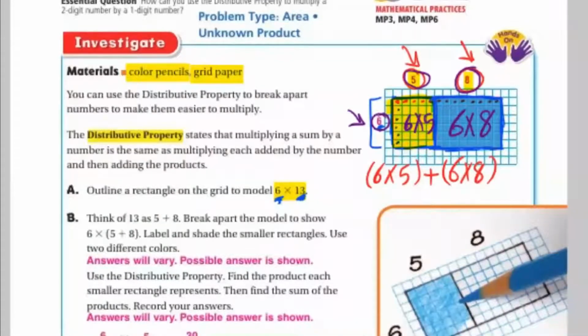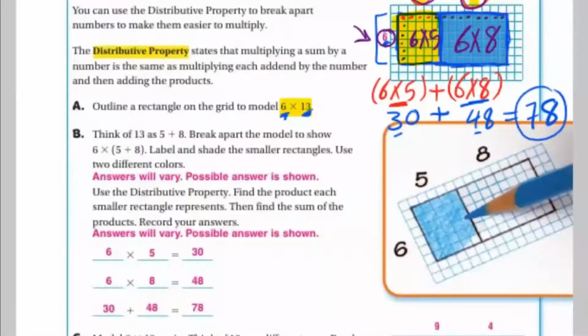Okay guys, 6 multiplied by 5 equals what? Equals 30, right? And with the plus sign, 6 multiplied by 8 equals what? Equals 48. And let's add them together. 0 plus 8 equals 8. 3 plus 4 equals 7. So our answer is 78. Like you see here.